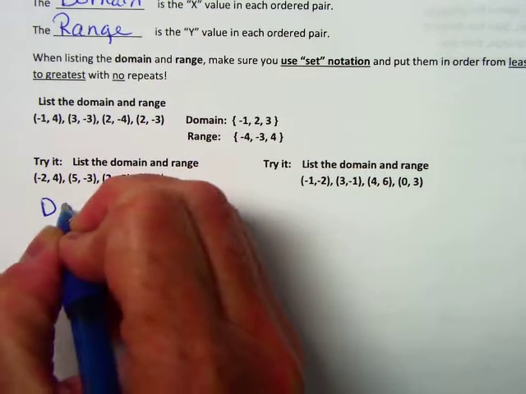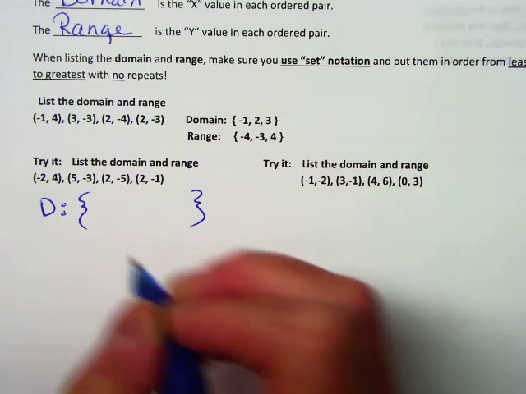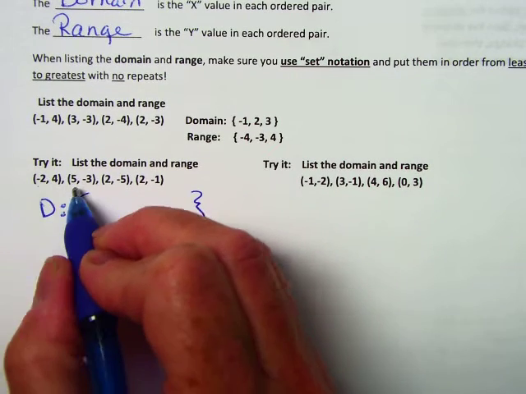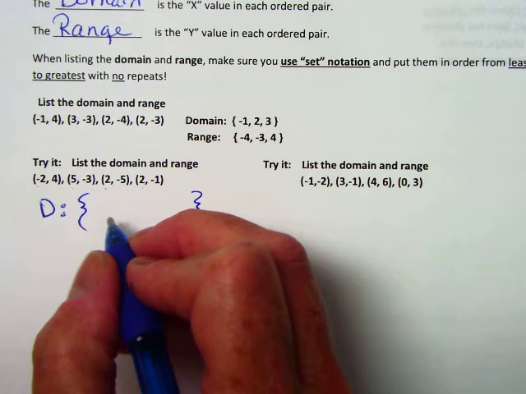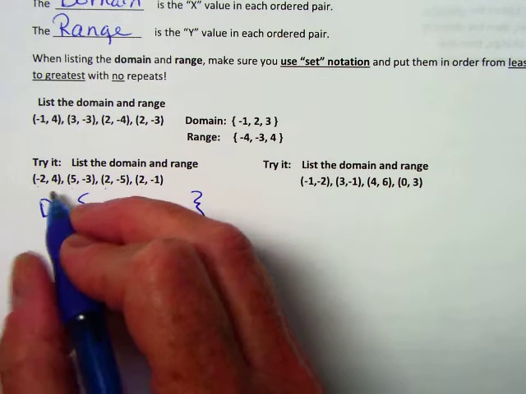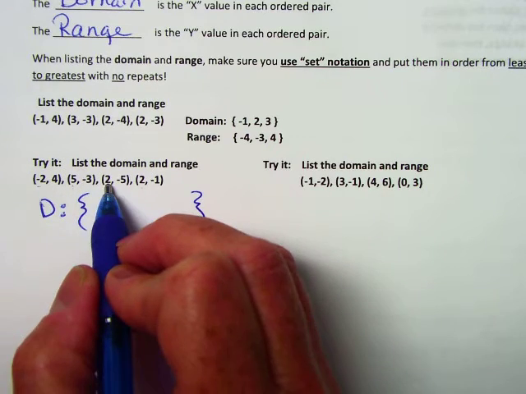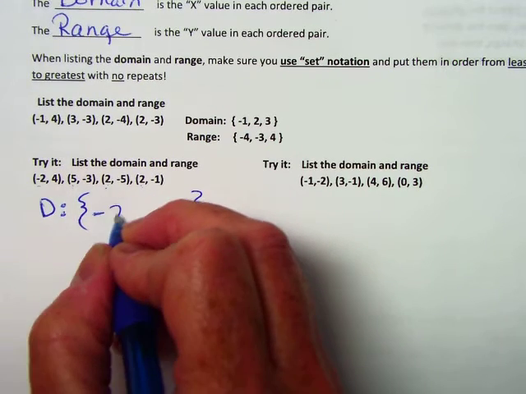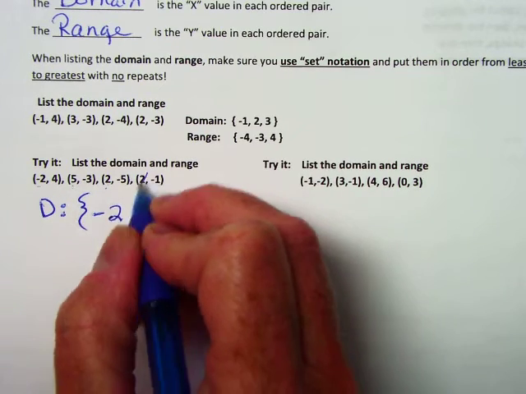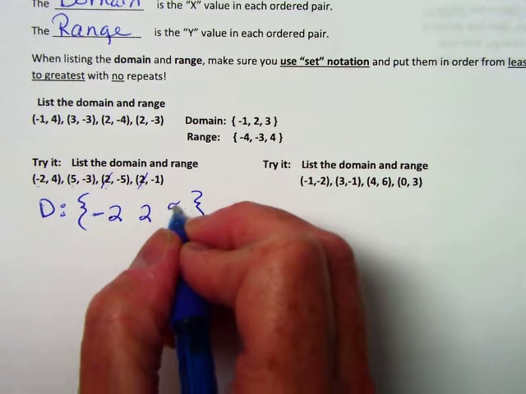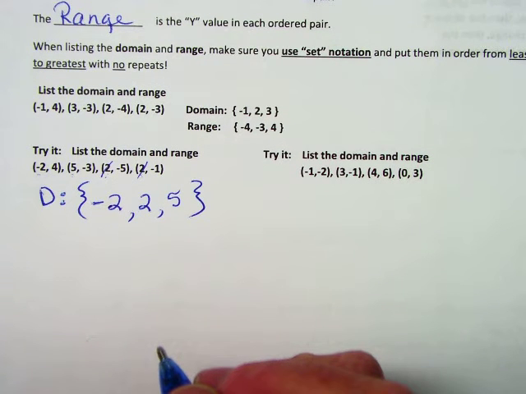Let's do the domain values. So we're going to list all of the X values in order, least to greatest. So I've got a -2, a 5, a 2, and a 2. Who's the smallest? -2. Oh wait, maybe I said it wrong. A -2, a +5, a 2, and a 2. So -2 comes first, +2 comes next, and then a +5. And you're done. You've listed the domain.